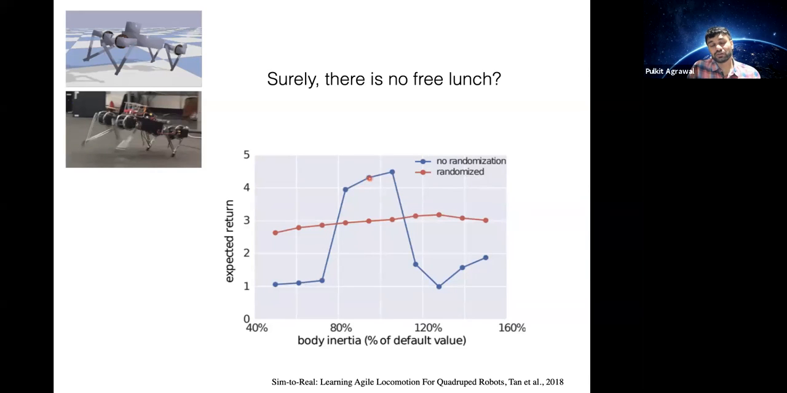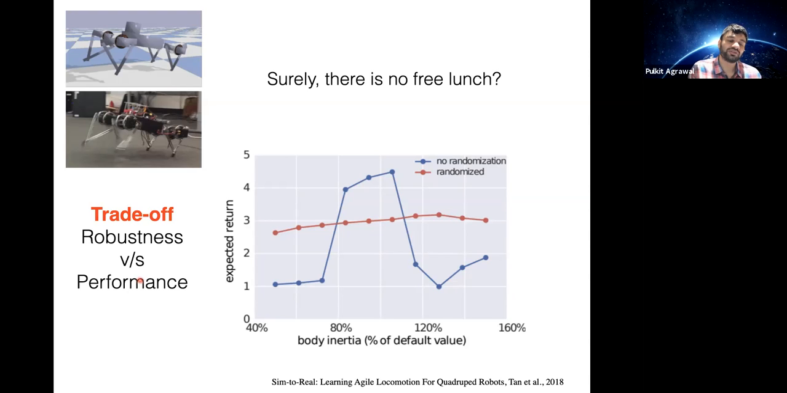In comparison, if we train with domain randomization, which is the red line, I can train with a bunch of different body inertias. Then you see the line is quite flat, so I am able to generalize to many more body inertias. Maybe I'm going to generalize better to the real world, but my peak performance is going to be lower. So there's a trade-off between robustness and peak performance. Domain randomization comes at a cost, and this cost is that my peak performance is going to be lower.